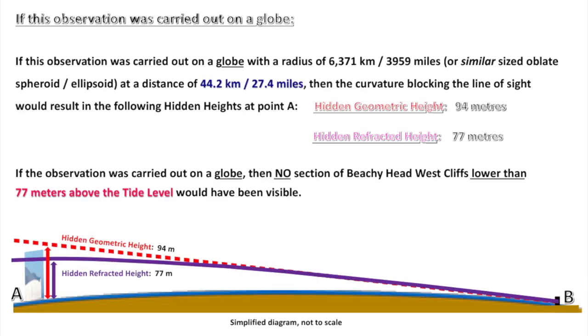If this observation was carried out on a globe, with a radius of 6,371 kilometers or 3,959 miles, or similar-sized oblate spheroid or ellipsoid at a distance of 44.2 kilometers or 27.4 miles, then the curvature blocking the line of sight would result in the following hidden heights at point A. Hidden geometric height, 94 meters. Hidden refracted height, 77 meters. If the observation was carried out on a globe, then no section of Beachy Head West Cliffs lower than 77 meters above the tide level would have been visible.